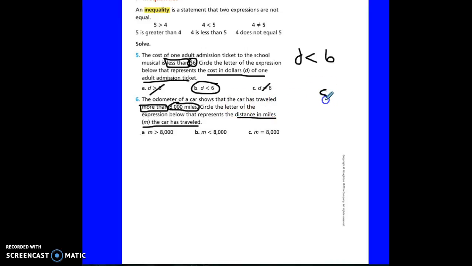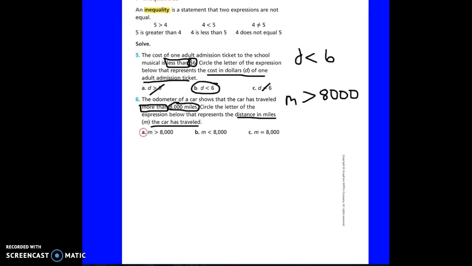So if I write my equation here, I've got my 8,000. And I know that the miles traveled is greater than or more than 8,000. So in this case, the correct answer is A.